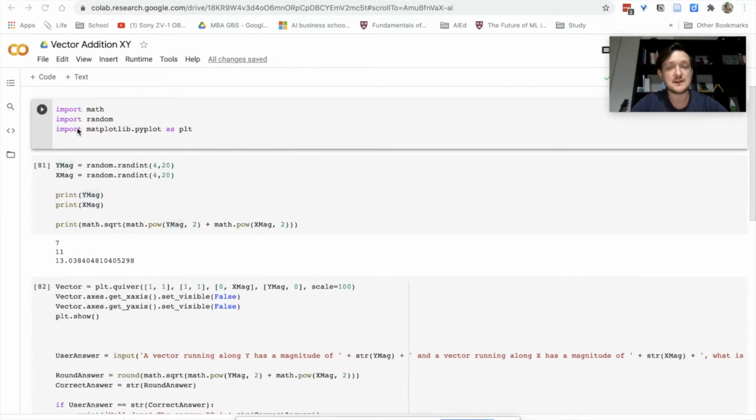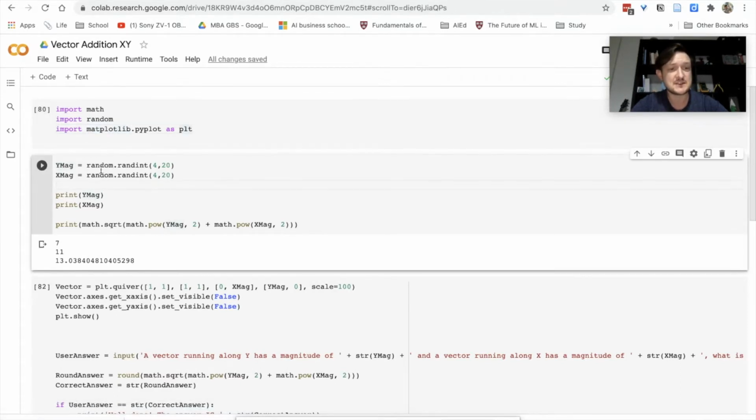I've used Google Colab to make this little Python program. After importing the math and random libraries and also matplotlib's pyplot components as plt, I use the random library to generate a y magnitude and an x magnitude, any number between 4 and 20.